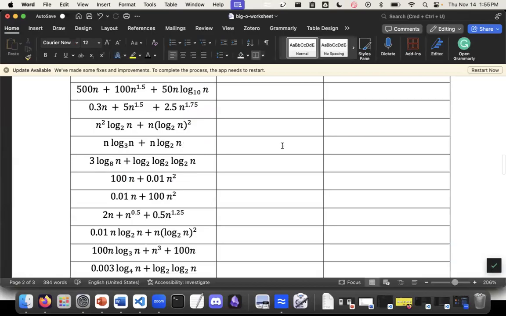So let's look at an example. So what's your initial thought? Turn to your neighbor and say, what do you think is the dominant term? Like, which one is bigger? What's the biggest term?